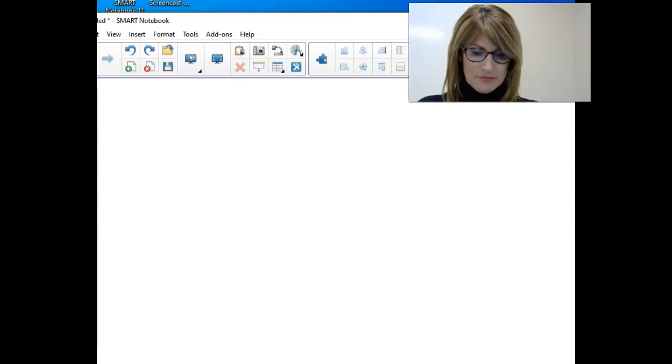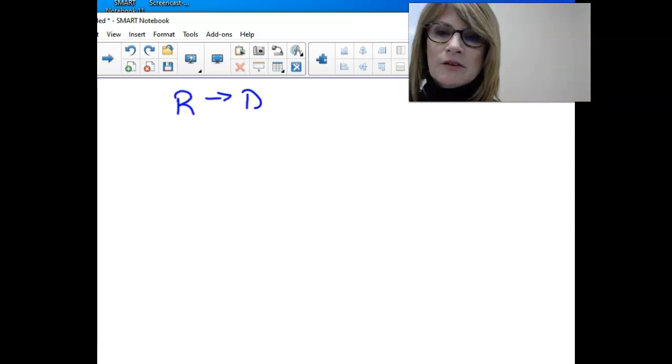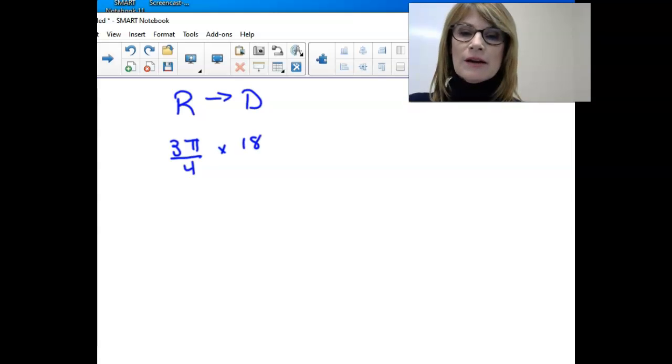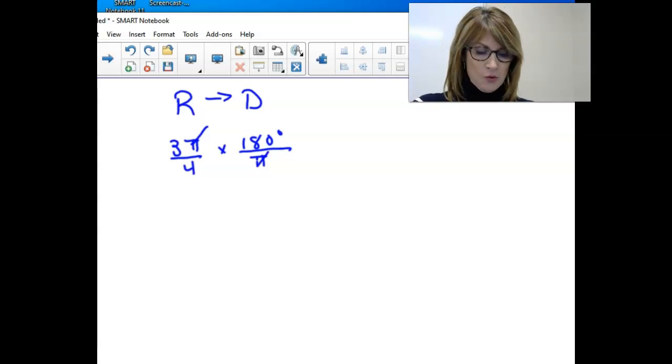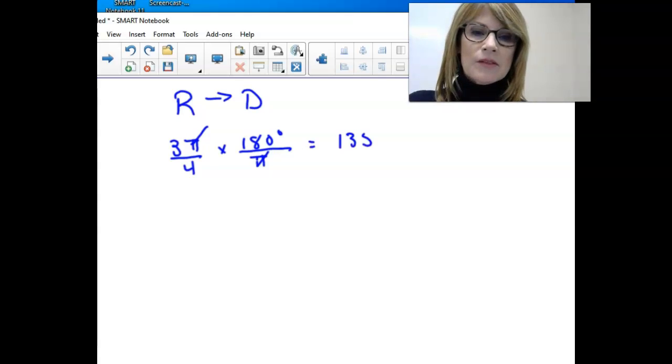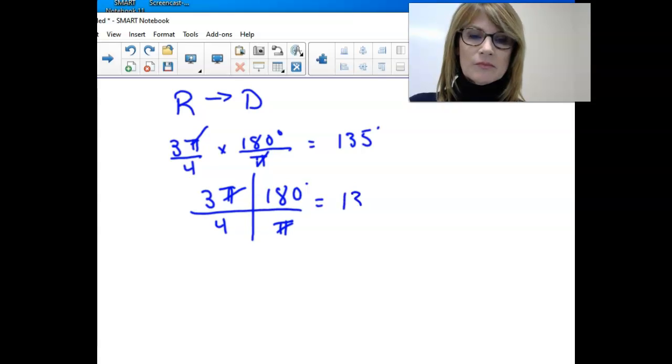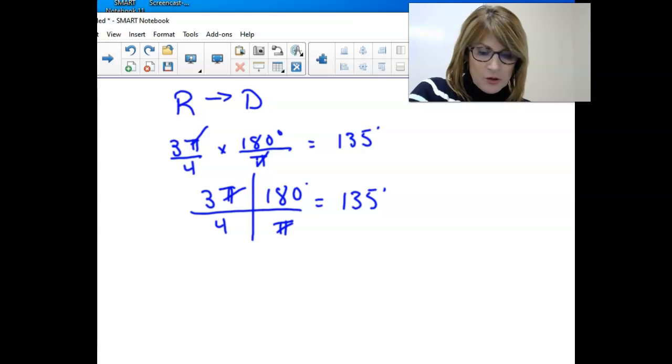Let's go in the other direction. Radians to degrees. And I have 3 pi over 4 radians. And I want the radians to cancel out and be left with degrees. So I would multiply with degrees on the top and radians on the bottom. And then let's see what we end up with. Your pi's cancel. 3 times 180 divided by 4 would be 135 degrees. And you can also write this as a unit conversion. Just depends on how you like to write your fractions. Either one's okay.